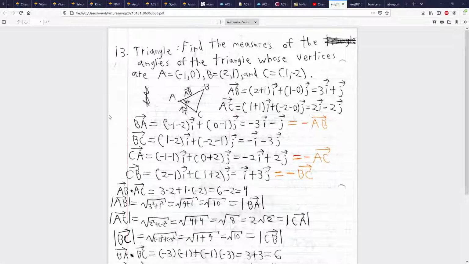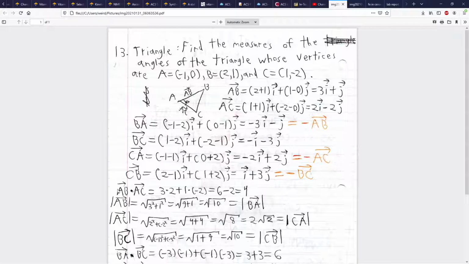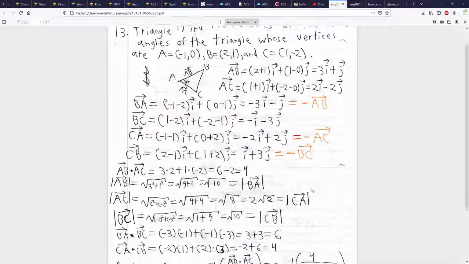So we're going to use this formula down here at the end: theta, the angle, equals the inverse cosine of the dot product divided by the product of the two magnitudes. You basically have to do that for each of these, which seems annoying in the end, but at least it's relatively simple.